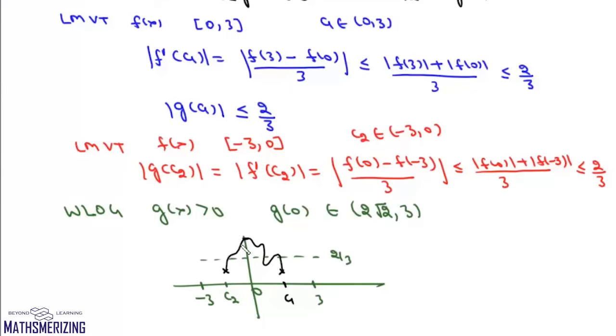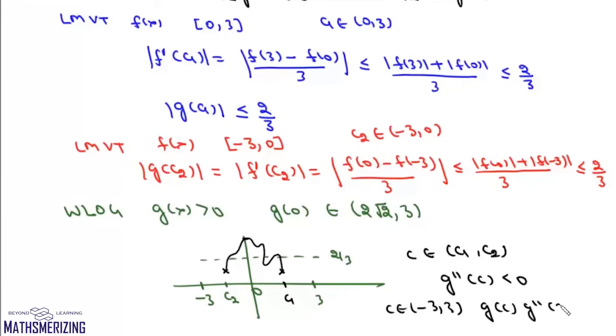So if the function increases, this function has to increase and decrease at some point. So there will be at least some point C in the interval C1 and C2 where this graph will be concave down. And when the graph is concave down, in that case, g''(c) is less than 0. So there must exist a point C in the interval minus 3 to 3 such that g(c) into g double dash c is less than 0.